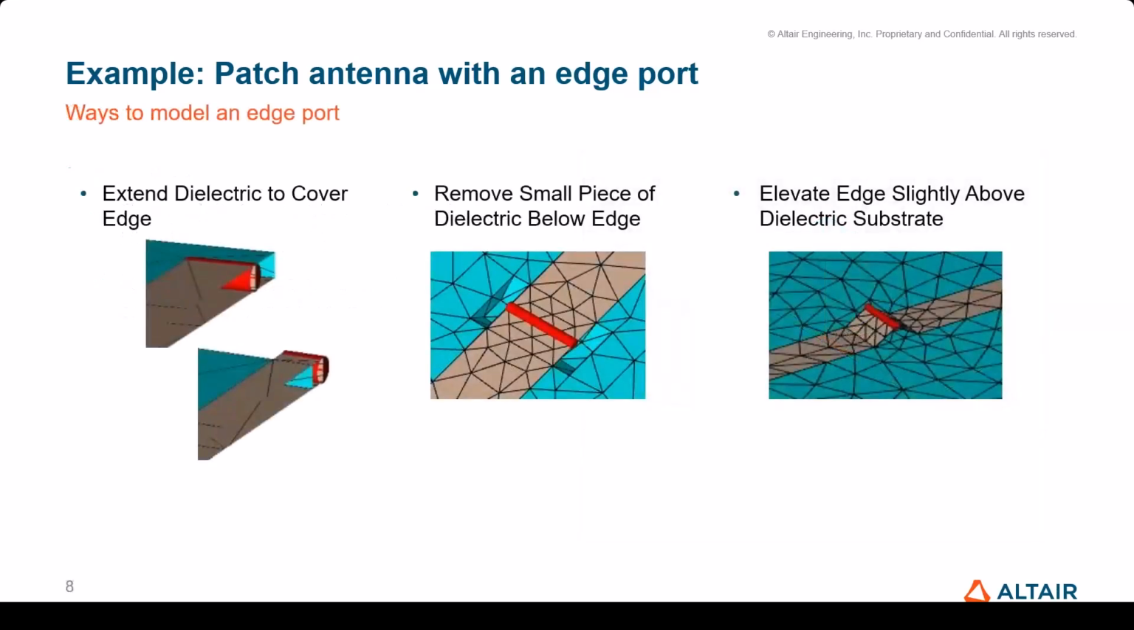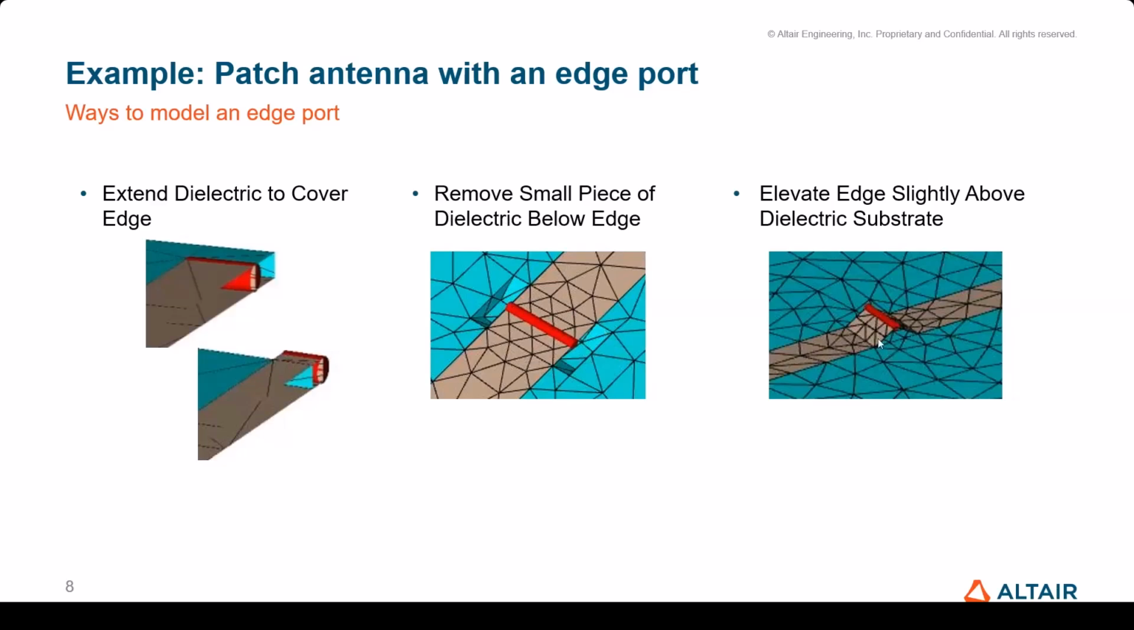That is one of the things that we have to keep in mind while creating an edge port, which is why when we are working with patch antennas, or any kind of antenna actually, where you want to create an edge port but the medium surrounding the port is not uniform in nature, what happens is you either extend the dielectric to cover the edge, or you can remove a small piece of the dielectric below the edge such that the area below the port has a small hollow cavity.